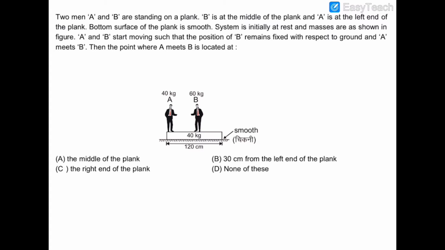So in these kinds of questions, the first step which we should follow is the assumption of the displacements in vector form. So let us assume the displacements and let us mark the x and y axis. This is the x axis and this is the y axis. So the displacement of A with respect to ground is, let's suppose, xA in forward direction, which is positive x axis. Now the displacement of B is zero because it is given that B is stationary with respect to ground. And the displacement of the plank can be assumed in either direction. So let us assume the displacement of the plank in backward direction, so xp is equal to minus xp i cap. Okay, so this is the first step which we have to follow.